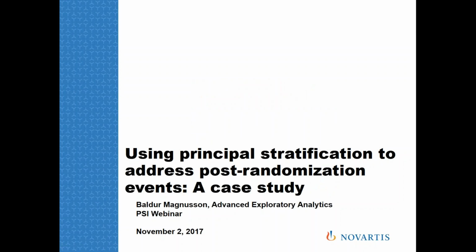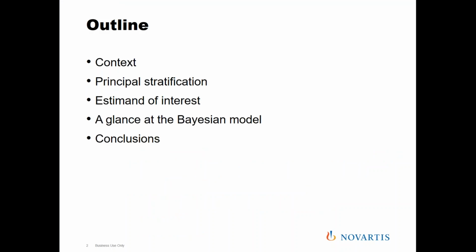My talk is about a case study from Novartis, where we used principal stratification to address post-randomization events. It has to do with an ongoing project at Novartis, so I am presenting the case study a little bit abstracted, for example, not including details on the specific indication and the specific endpoints, but I hope it's an interesting talk nonetheless. So the outline of my presentation is as follows.